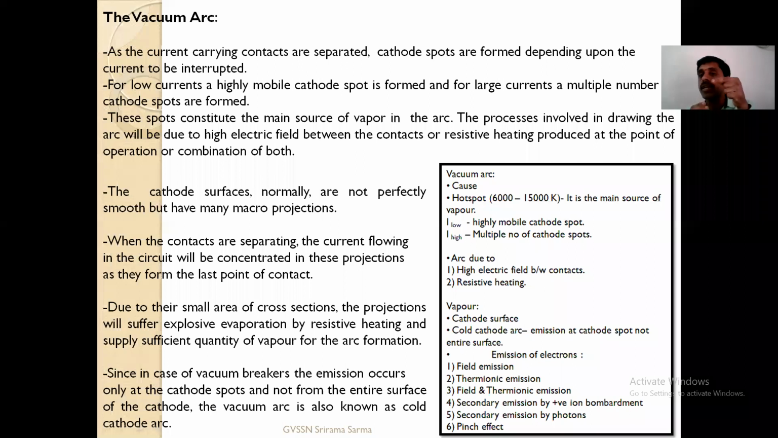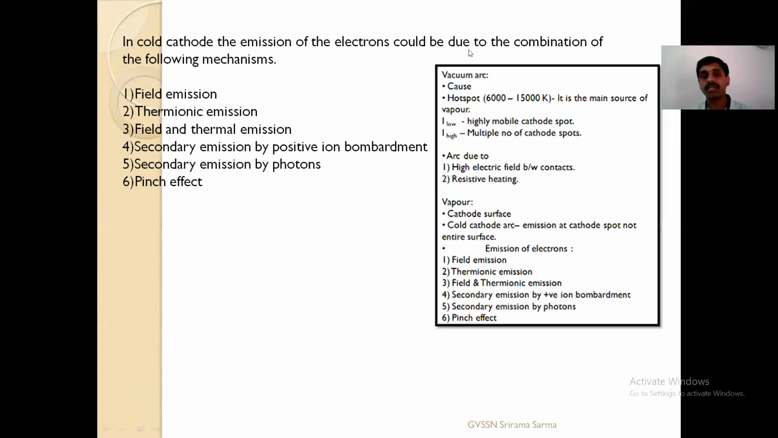The entire surface is normally very smooth. Only on the cathode, where the small micro projections are, is there more current concentration in less area, and therefore more vapor shoots up. So the vacuum arc is also known as a cold cathode arc. The emission of electrons is due to different effects: field emission, thermionic emission, combined field and thermionic emission, secondary emission by positive ion bombardment, secondary emission by photons, and the pinch effect. These are the various reasons for emission of electrons. This is what we have discussed, how electron emission takes place.